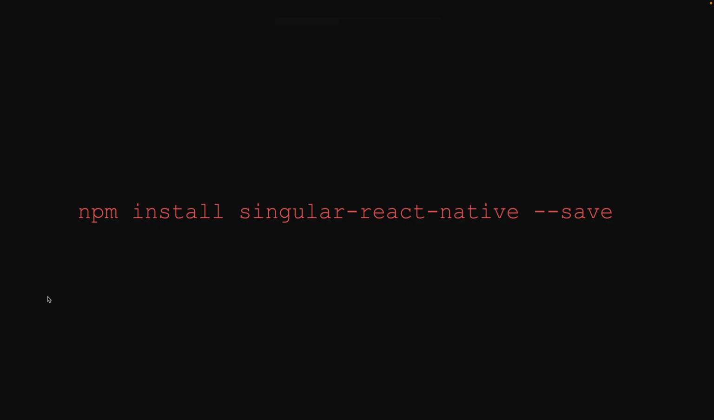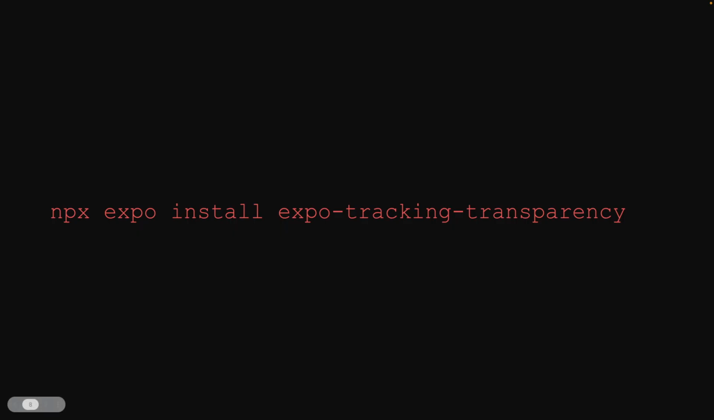After installing your Expo app, the next thing you have to do is install the Singular React Native SDK into your project. When you install it, you also install Expo Tracking Transparency. Expo Tracking Transparency is required due to Apple's App Tracking Transparency privacy policy. This package is used to prompt users or allow for app tracking on iOS. It is important to note that this is specific to iOS devices.